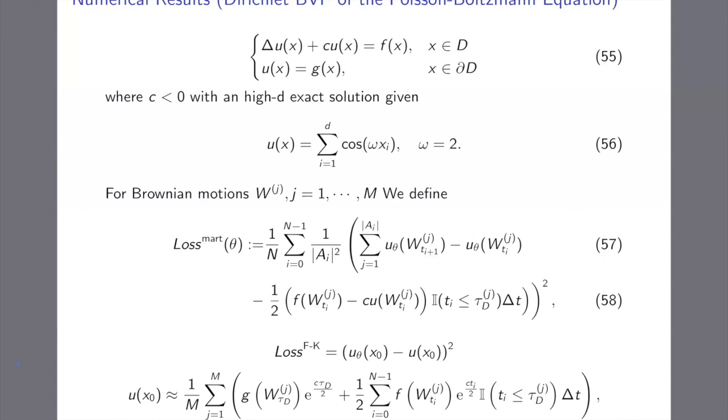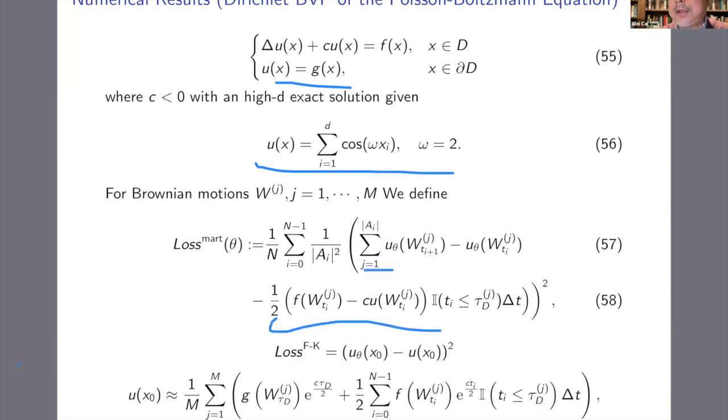Take this example, the Poisson-Boltzmann equation. This is just some trigonometric function. This is a high dimension solution. This is the Dirichlet problem, and this is the loss function. For this one we actually have the Feynman-Kac formula, so we could use the solution to put in another constraint. But if you don't use it, we also have that result.